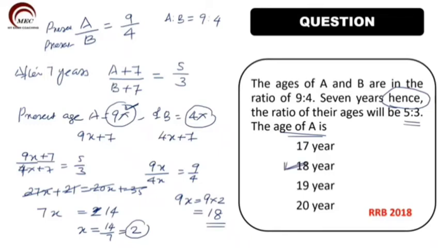Understand this concept? The concept of ratio. Ages of two people are given in some ratio. From that, we are finding out their present age. The present age of A we have initially taken as 9x, and the value of x we got is 2. So 9x will be equal to 9 into 2, which is equal to 18. So accordingly, you can mark the correct option as 18 years.